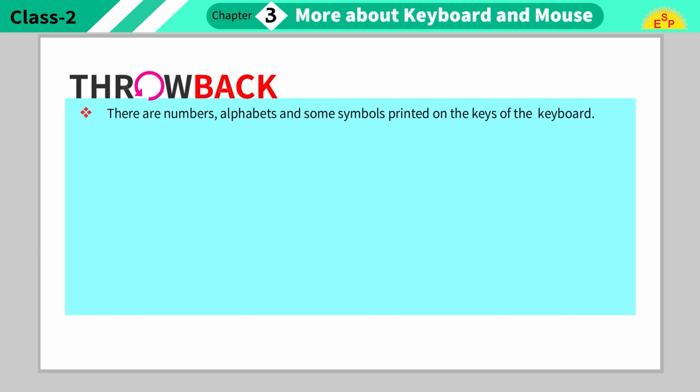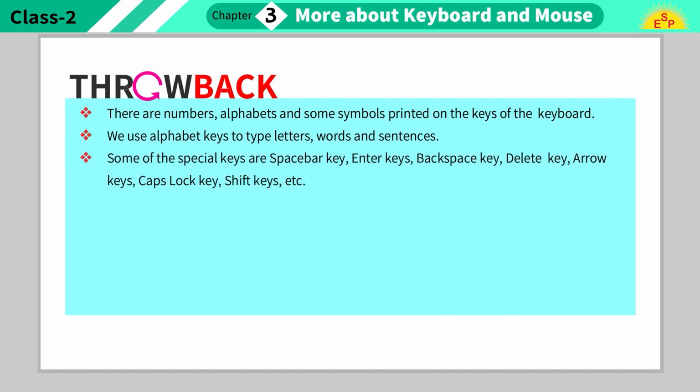Throwback. There are numbers, alphabets, and some symbols printed on the keys of the keyboard. We use alphabet keys to type letters, words, and sentences. Some of the special keys are spacebar key, enter keys, backspace key, delete key, arrow keys, caps lock key, shift keys, etc. A mouse is a pointing device.